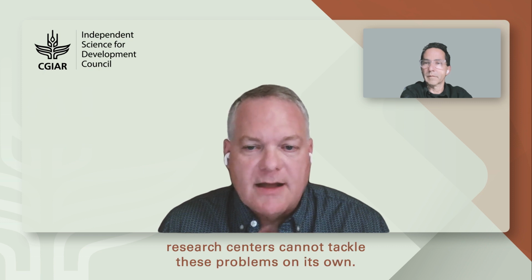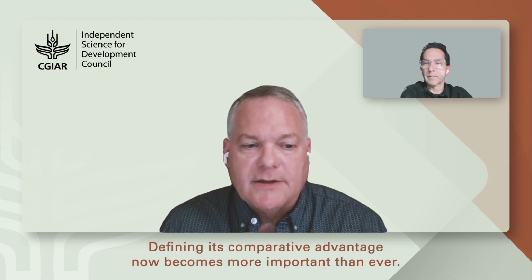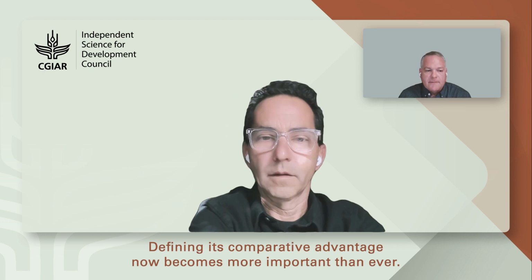However, even an organization with considerable past achievements, an annual budget of $900 million, and a global presence of roughly 10,000 staff from 135 nationalities spread across various research centers cannot tackle these problems on its own. There's simply too much. Other organizations are also working in these spaces, and it becomes imperative for CGIAR to partner strategically with other organizations to confront these challenges. Defining its comparative advantage now becomes more important than ever.